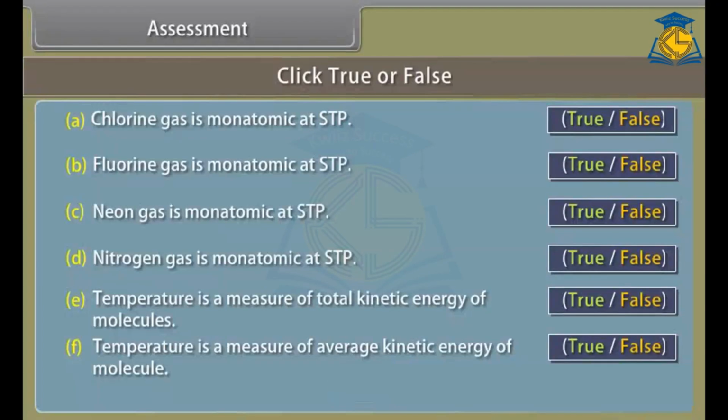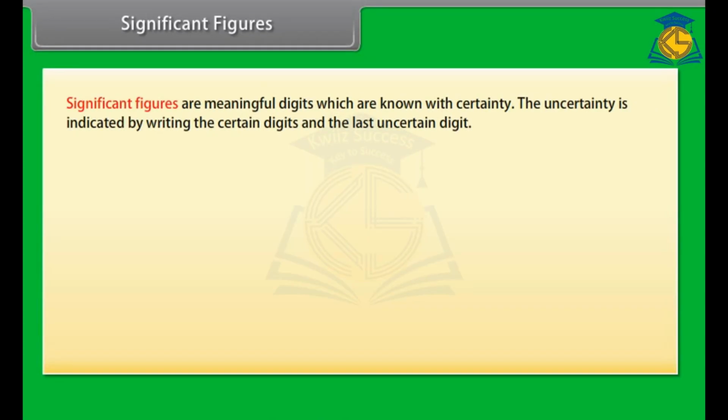Assessment. Before proceeding further, let us know how much you have learned. Click true or false. Significant figures. Significant figures are meaningful digits which are known with certainty. The uncertainty is indicated by writing the certain digits and the last uncertain digit.